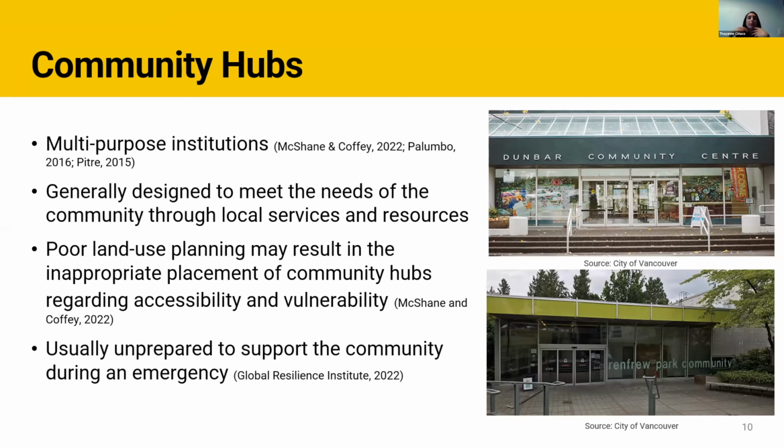For example, poor land use planning may result in an inappropriate placement of the community hub regarding accessibility and vulnerability. They are also usually unprepared to support the community during an emergency.